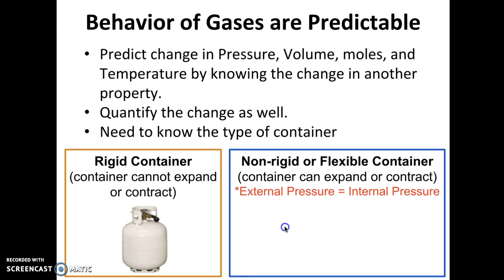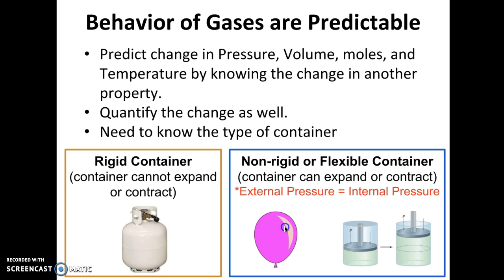And the important thing about a non-rigid container is that the external pressure is equal to the internal pressure. It maintains a balance in pressure. Examples of non-rigid containers are balloons or pistons. So in both cases, you can expand or contract it, and it will expand or contract so that the external pressure is equal to the internal pressure, sort of like an equilibrium.